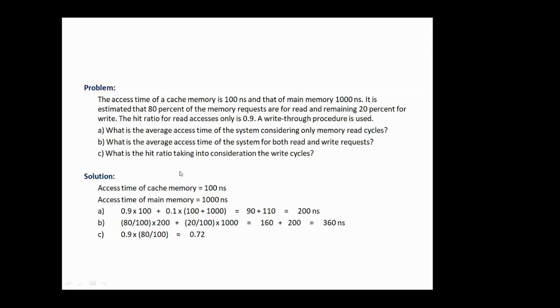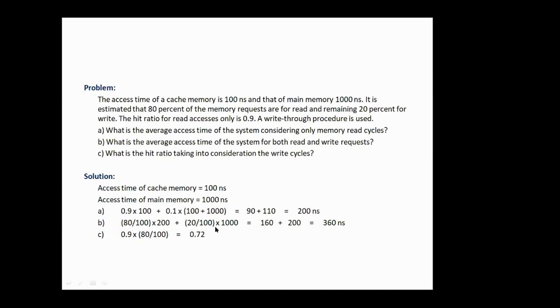Okay, let us look at part B. What is the average access time of the system for both read and write requests? Let us now consider both read and write. It is given that 80% of the time it is read, 20% of the time it is write. So what is the average access time considering both? So B part, 80% of the time it is read. For read we just calculated it is 200 nanoseconds plus the remaining 20% of the time it is write.